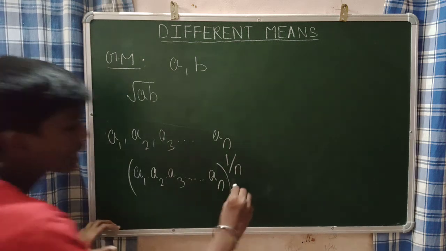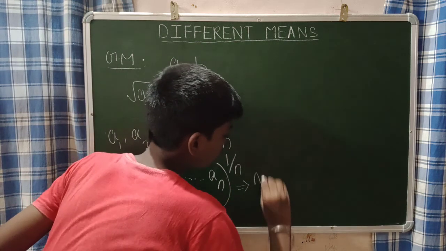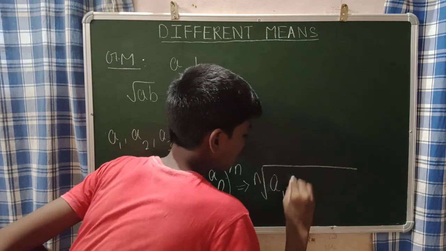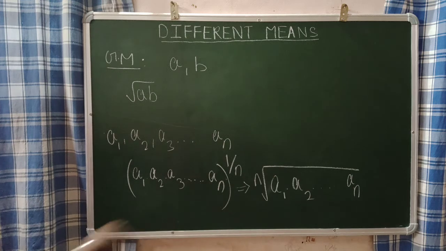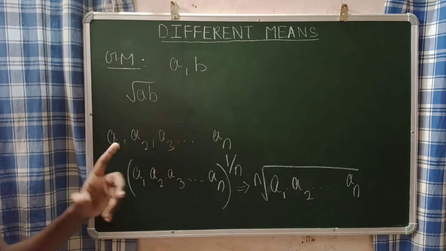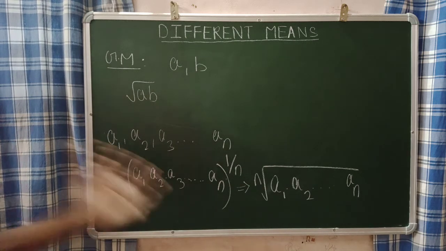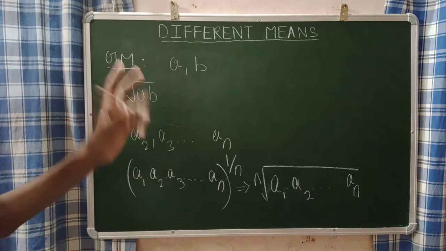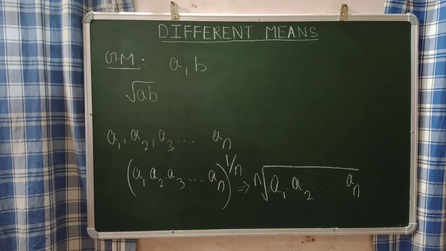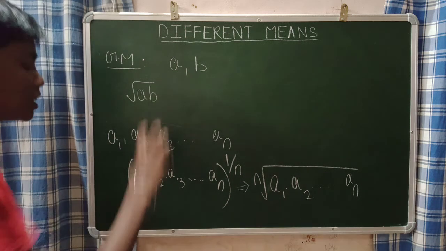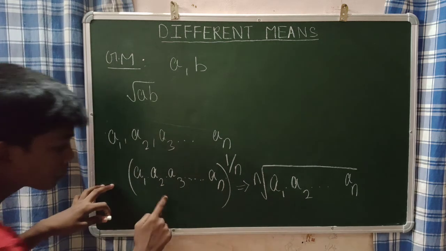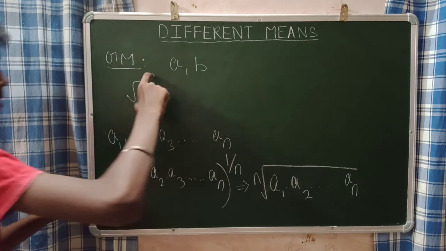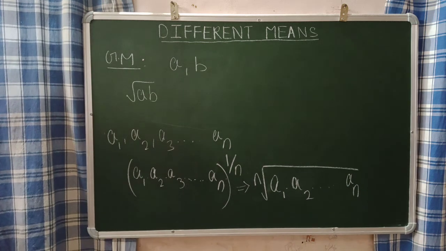Same like here, I can write the same expression as nth root of A1, A2 all the way up to AN. Both these expressions are same only because any number to the power 1 by n is nth root of that number. So geometric mean of n positive numbers is A1 into A2 into A3 all the way up to AN whole power 1 by n where n represents the number of elements. From this formula only this term is derived. So that's all about your geometric mean.